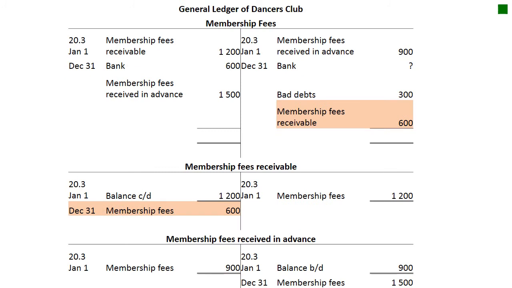So in your membership fees account, we've got a credit here of 600 Rand. That's membership fee income for this year, and a debit to membership fees receivable. This is your asset, the amount owing by members at the end of the year.